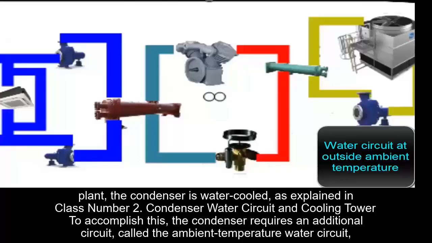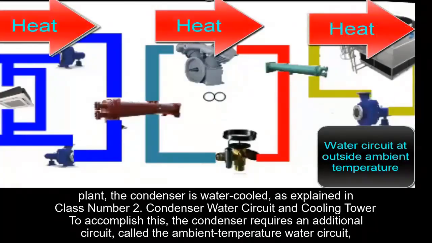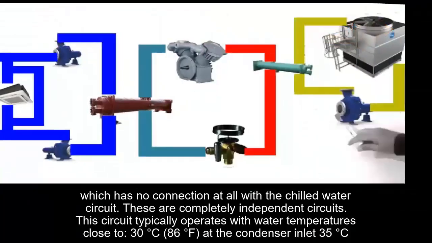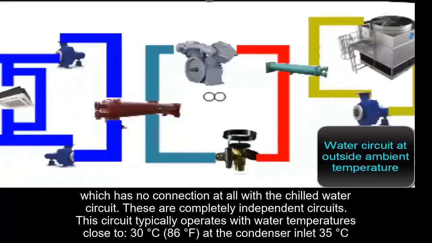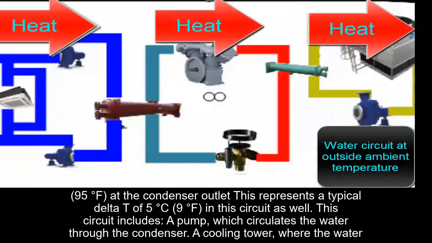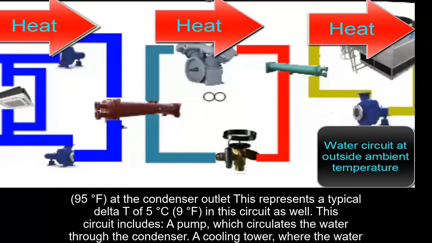Condensation water circuit and cooling tower. To accomplish this, the condenser requires an additional circuit called the ambient temperature water circuit, which has no connection at all with the chilled water circuit. These are completely independent circuits. This circuit typically operates with water temperatures close to 30 degrees Celsius or 86 degrees Fahrenheit at the condenser inlet, 35 degrees Celsius or 95 degrees Fahrenheit at the condenser outlet, which represents a typical delta T of 5 degrees Celsius or 9 degrees Fahrenheit in this circuit as well.